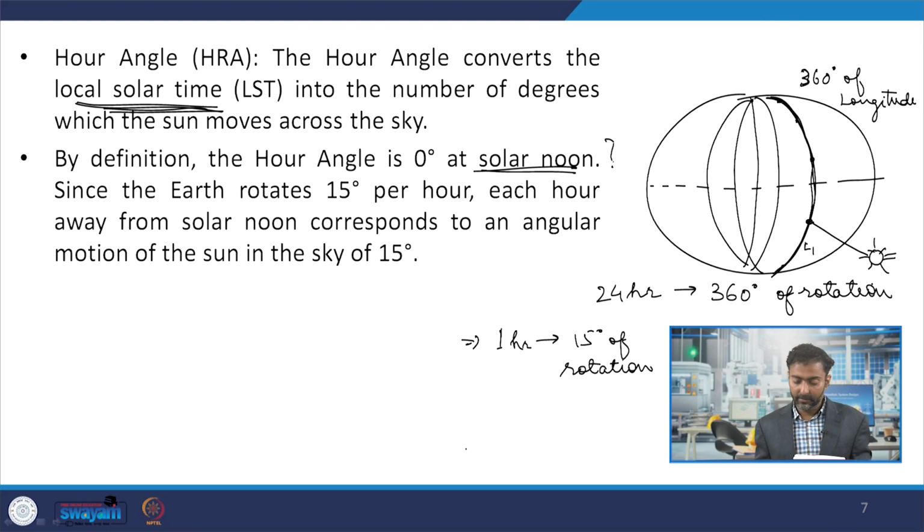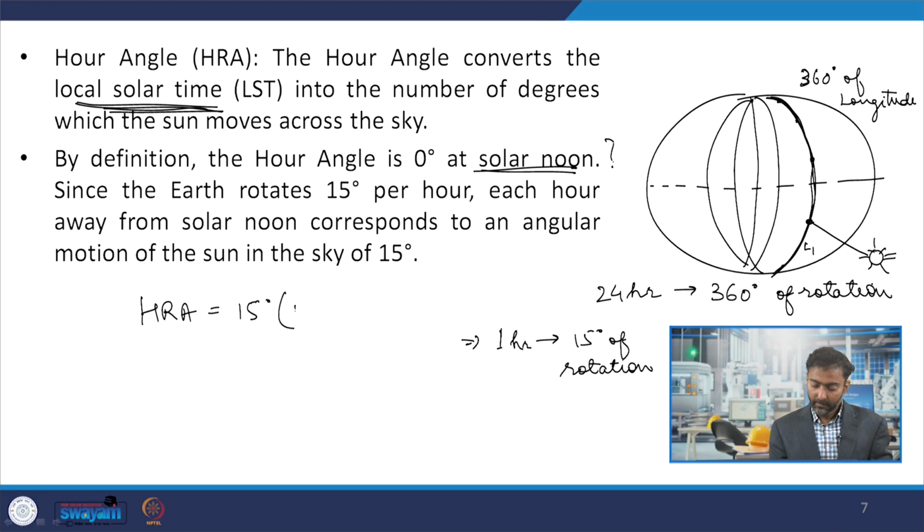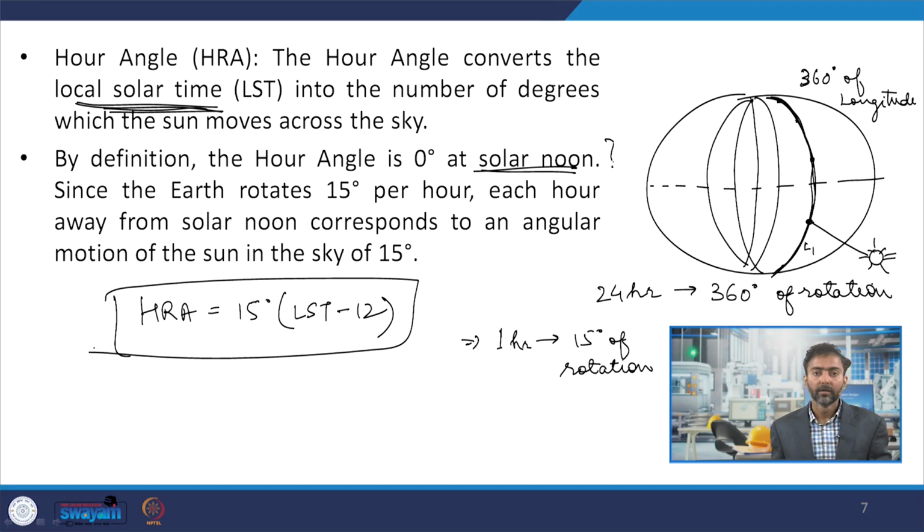So the hour angle is given as, we looked at this definition, at solar noon it is 0 degrees, and for every 15 degrees of rotation of the earth, it moves by 1 hour. So basically your hour angle HRA is nothing but 15 degrees into local solar time minus 12. That is how we define the hour angle. And mind you, this is the solar time. So at solar noon, LST equals 12, because it is the noon time. So when LST equals 12, your HRA is 0 degrees.